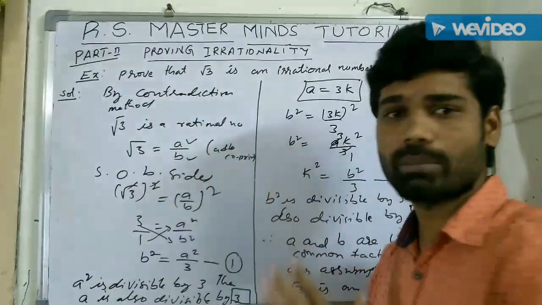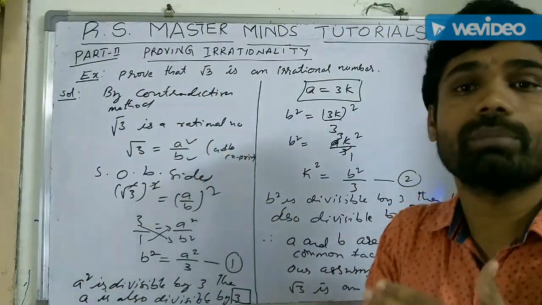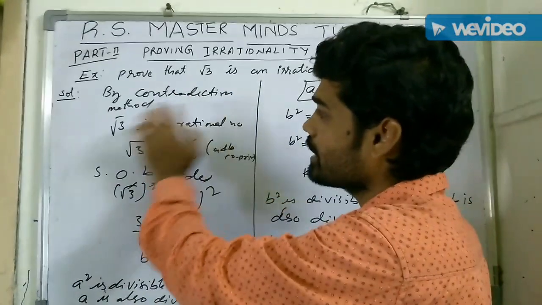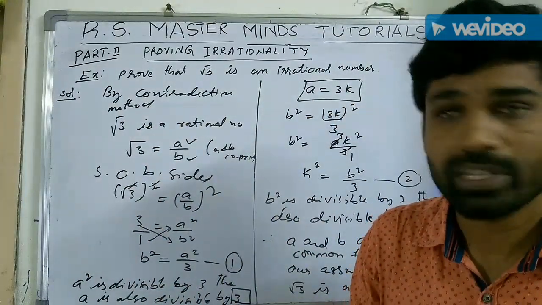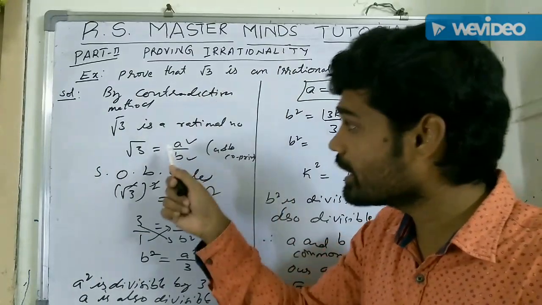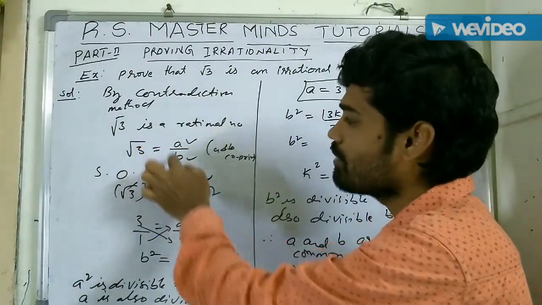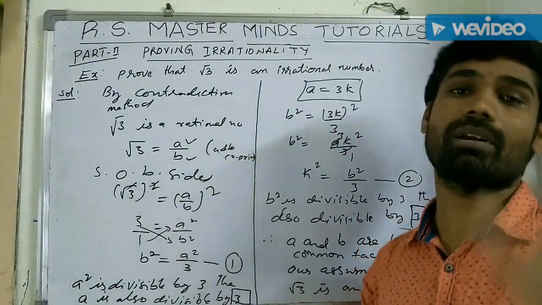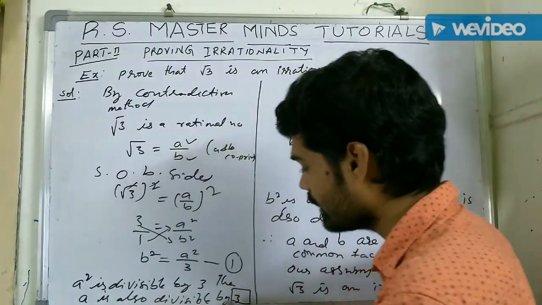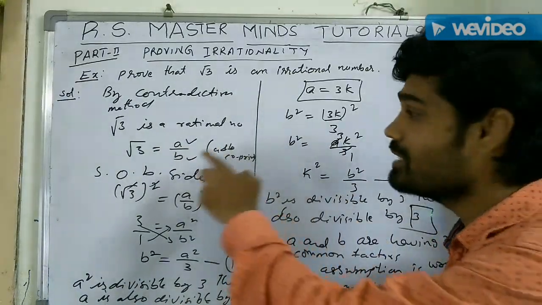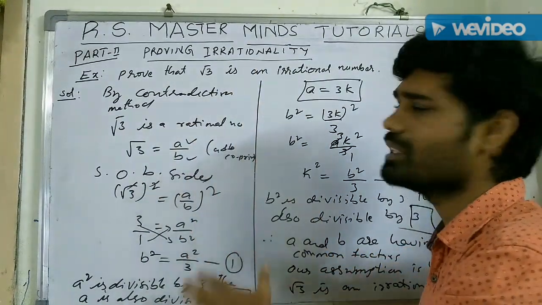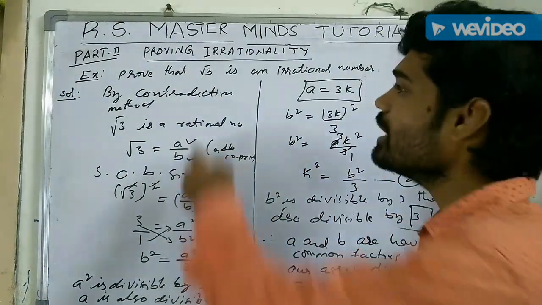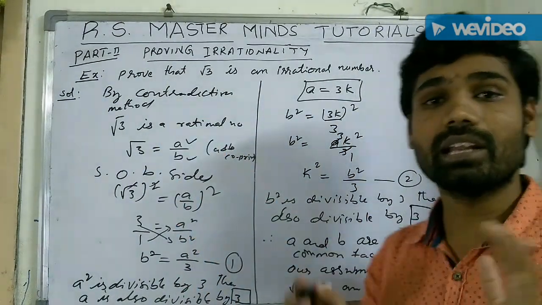So that is the contradiction method, because we are going in the opposite direction. If it is not, then what? If it is not, then by the contradiction method, we take it as a rational number. He is asking to prove the irrational number, but we are taking it as a rational number, in the form of a by b, where a and b are co-primes. Co-primes means they do not have any common factor. Now we are getting 3 as a common factor, so our assumption is wrong. What is our assumption? That it is a rational number. Then if the rational number is wrong, what is right? Irrational number. That's it. So under root 3 is an irrational number.